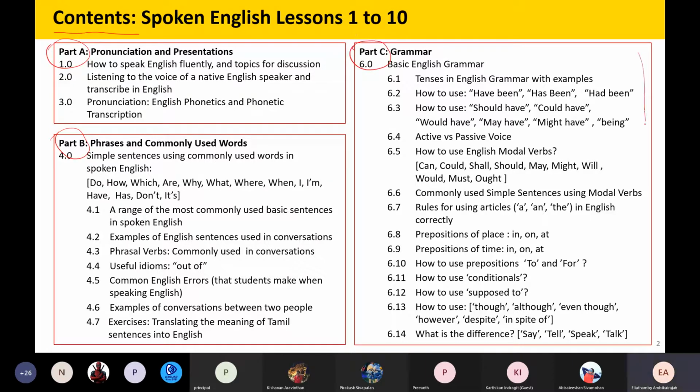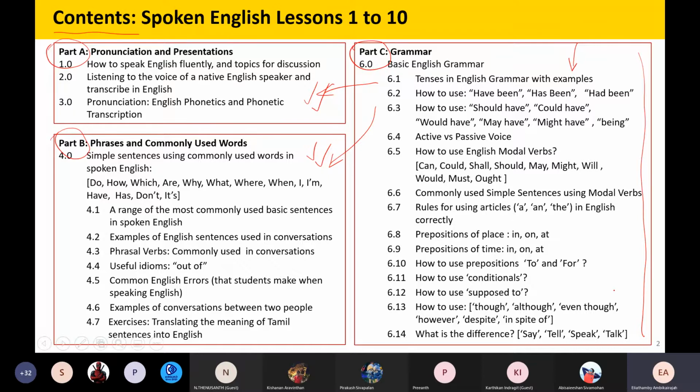Part C is basically grammar supporting Part A and Part B. For spoken English, Part A and Part B are the main parts. But if you don't know the grammar, you have to look at the grammar. There are a lot of sentences here. You may have already studied grammar from school as well, but you can use this grammar as well.